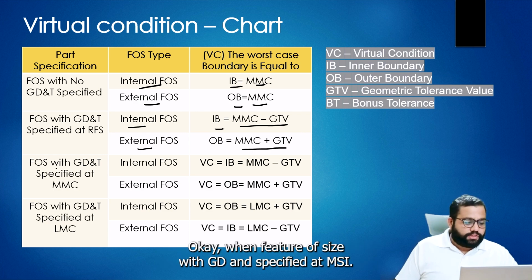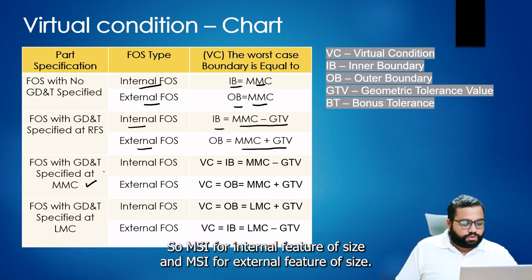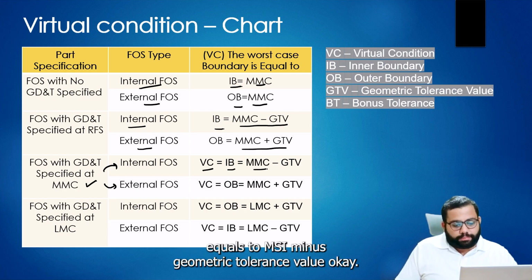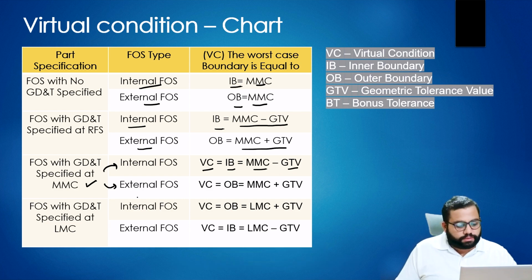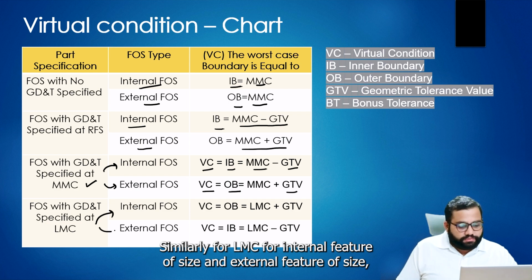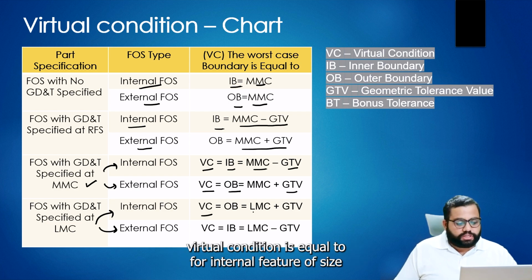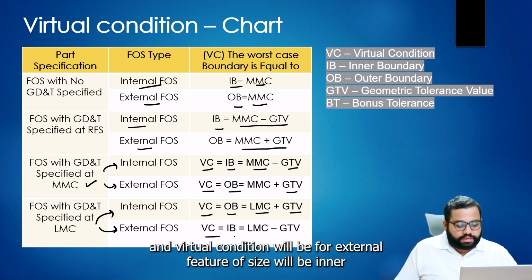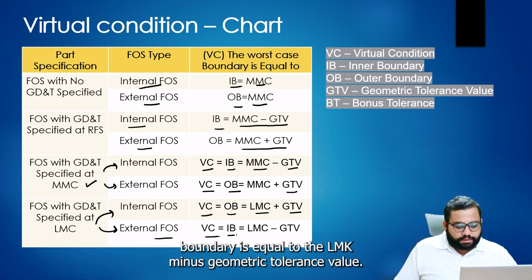Okay. When feature of size with GD&T is specified at MMC, so MMC for internal feature of size and MMC for external feature of size, the virtual condition is equal to the inner boundary, which equals MMC minus the geometric tolerance value. For external feature of size, the virtual condition will be the outer boundary, which is equal to MMC plus the geometric tolerance value. Similarly for LMC, for internal feature of size the virtual condition is the outer boundary, LMC plus the geometric tolerance value, and for external feature of size it will be the inner boundary, which is equal to the LMC minus the geometric tolerance value.